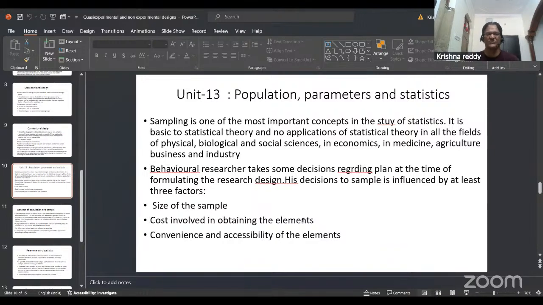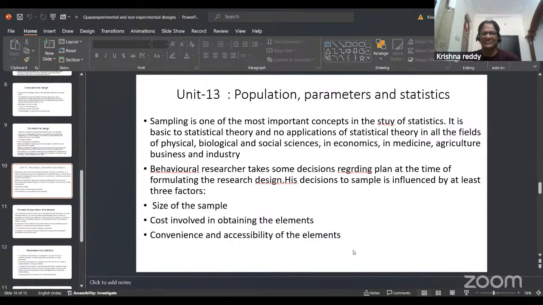Next one is the cost involved in obtaining the elements. If you want to collect the data, the larger the size of the sample, automatically you have to put so much money from your pocket. Those people are spread over; they may not be available in a single place, and you have to go around the places. It would also be difficult for researchers who don't have financial resources. So it will cut your pocket. So, cost involved in obtaining the elements.